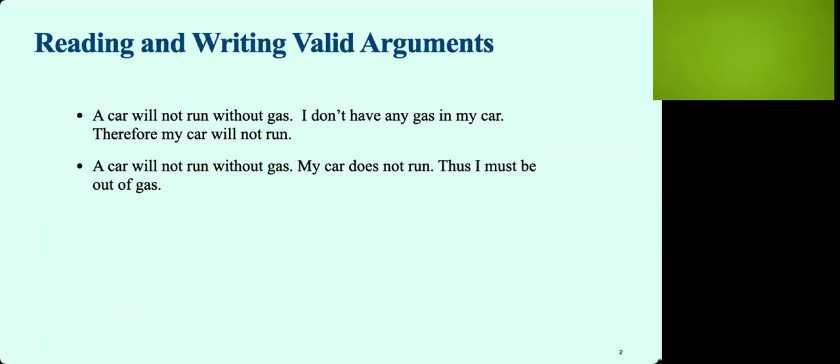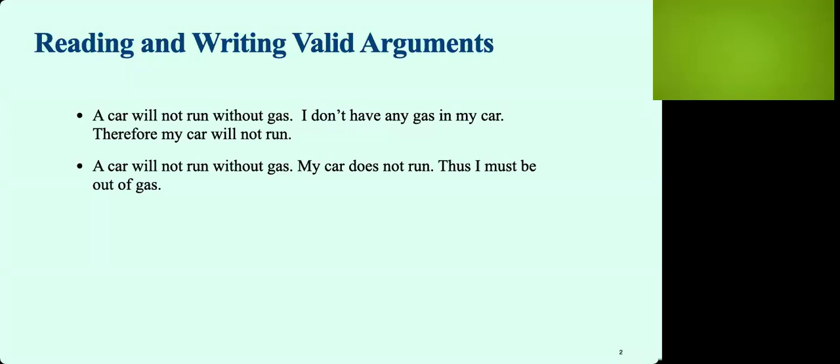So the first argument is, a car will not run without gas. I don't have any gas in my car, therefore my car will not run. So this particular argument is called valid because the conclusion that my car will not run necessarily follows from the premises that a car will not run without gas and I don't have any gas in my car. So that conclusion follows from not having any gas in my car. I'm assuming this is a car that takes gas, and assuming that that car will not run without gas. So that first example is a valid argument.